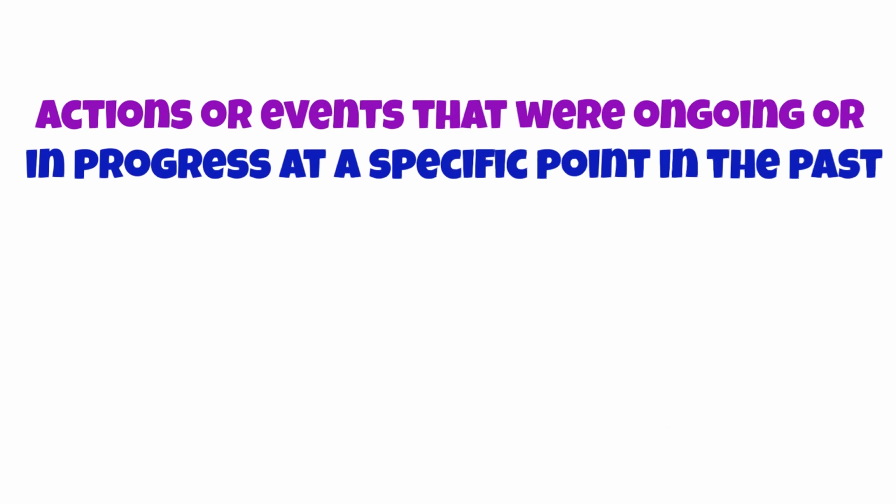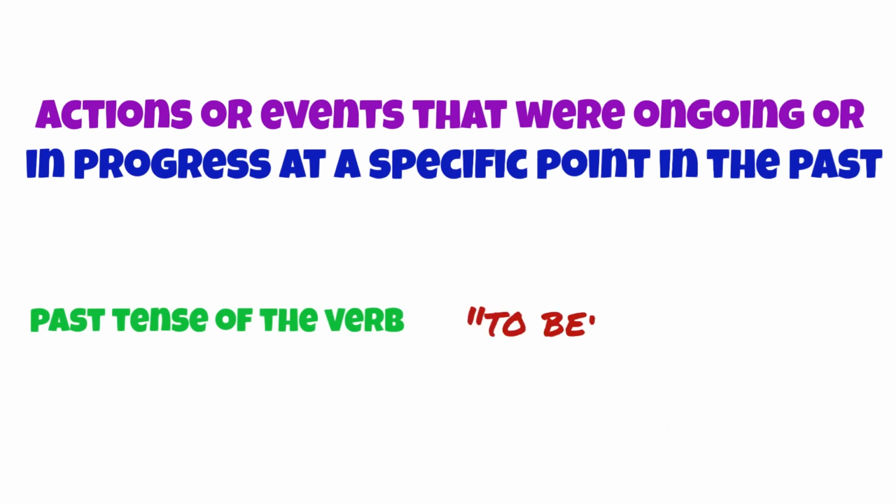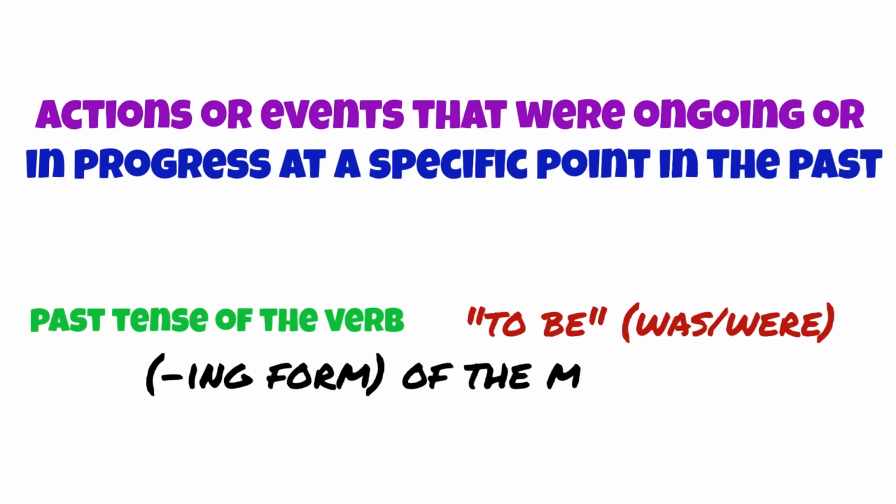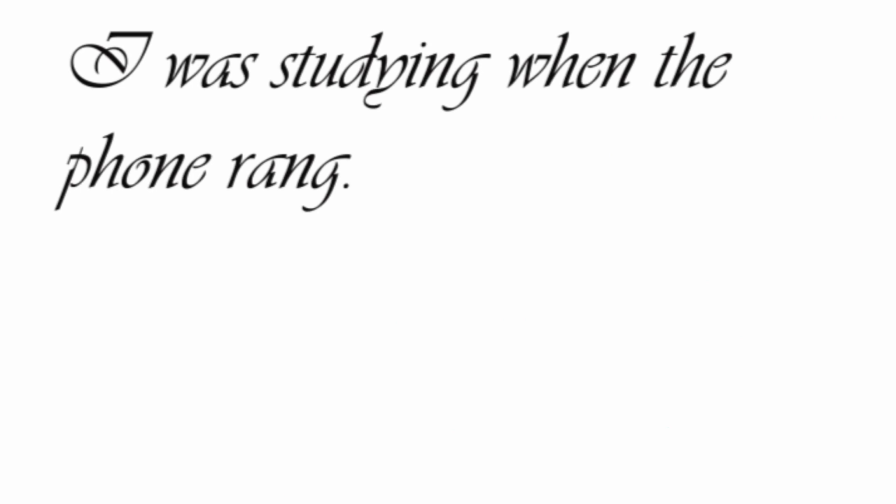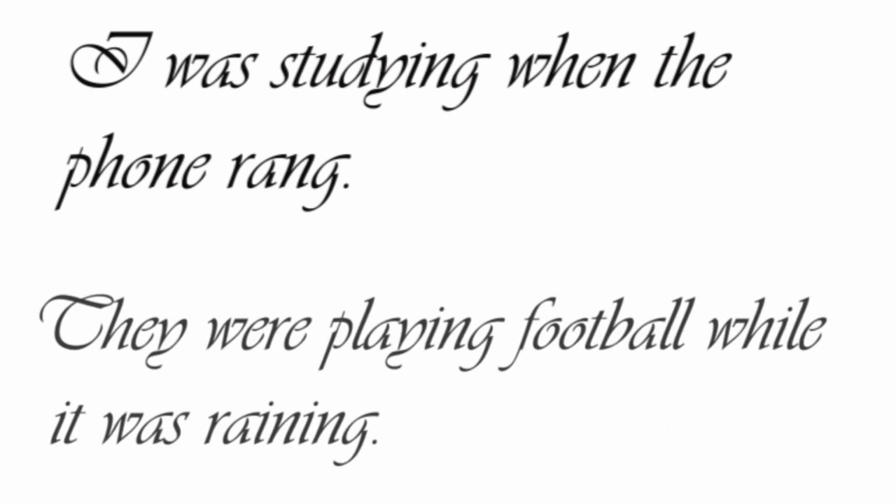It's formed using the past tense of the verb to be, was, were, followed by the present participle, ing form of the main verb. For example, I was studying when the phone rang, or they were playing football while it was raining.